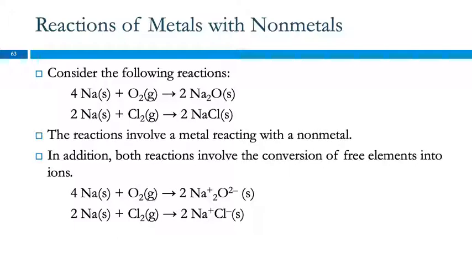So a metal reacting with a nonmetal is going to be a redox reaction. We can look at this in a non-standard way, and we see that we've got sodium atoms and oxygen atoms hanging out together in a molecule, and in the compound we have two sodium ions and one oxide ion.